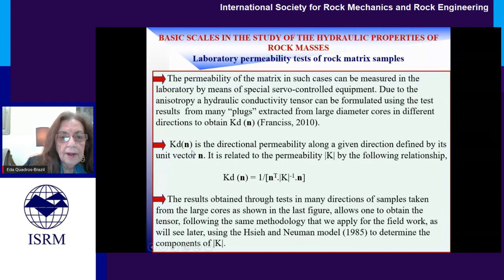KD is the directional permeability along a given direction defined by its unit vector, and it is related to the permeability tensor by the following relationship. The results obtained through tests in many directions of samples taken from the large cores, as shown in the last figure, allow one to obtain the tensor following the same methodology that we apply for the field work, as we'll see later, using the Xie and Neumann model proposed in 1985 to determine the components of K.